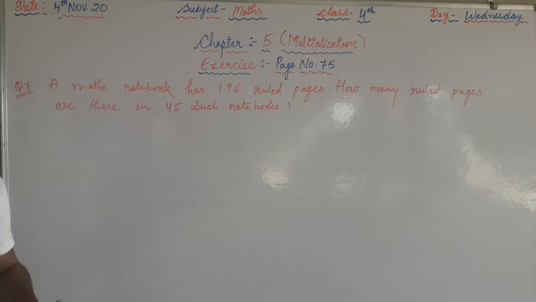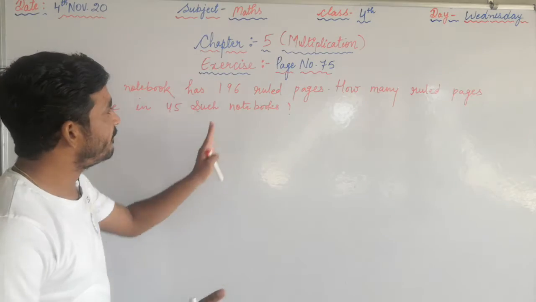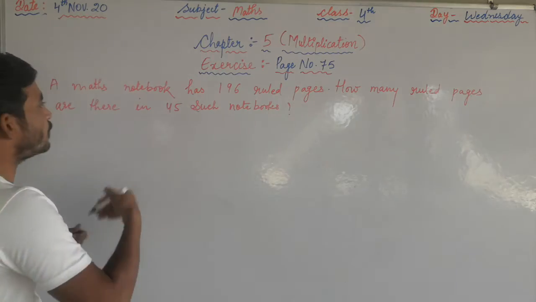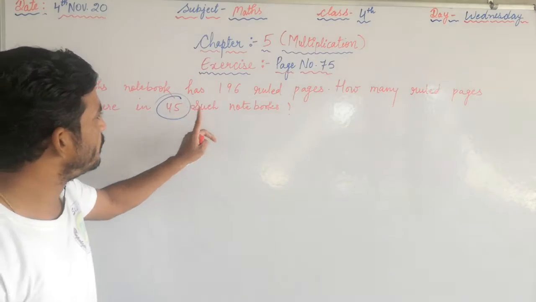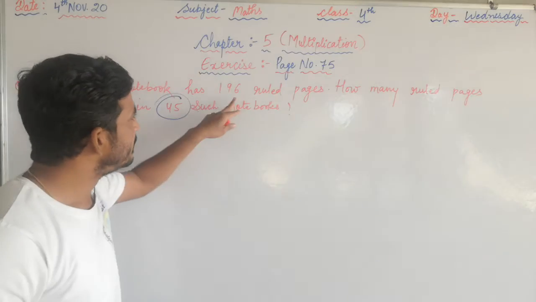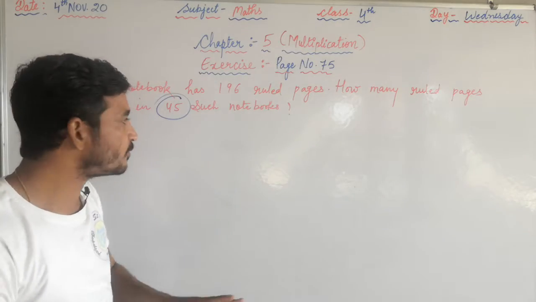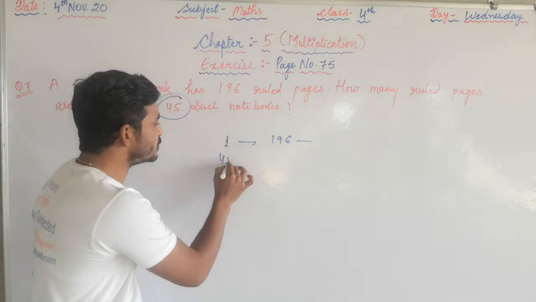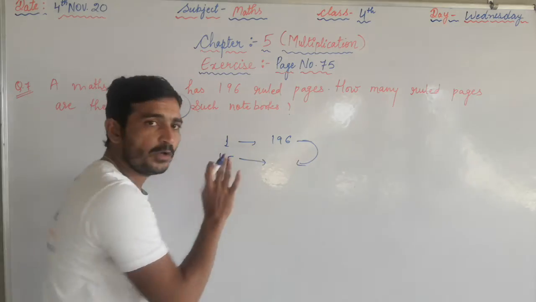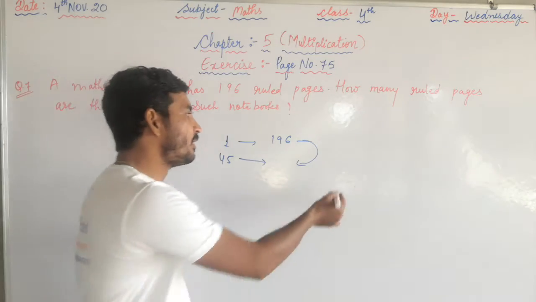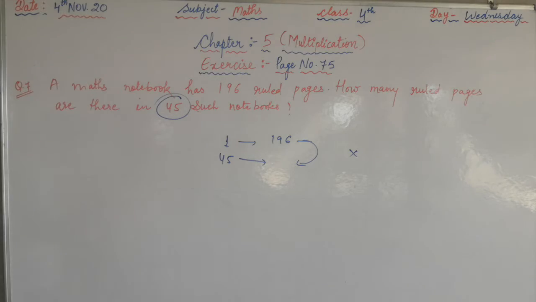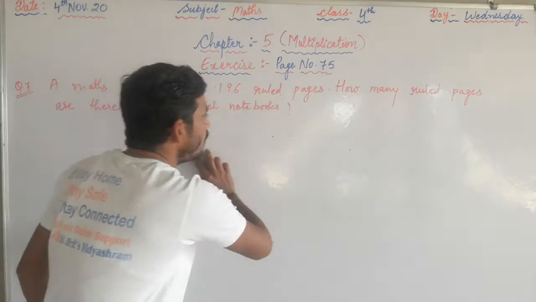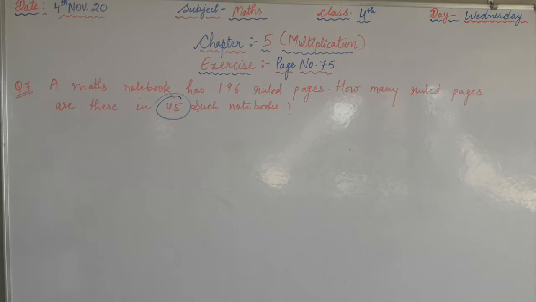Now again see this, means one maths notebook has 196 ruled pages. The number of books is 45, such books having more than that ruled pages. Obviously it is clear from the question that one book has 196 ruled pages, then 45 such books have more than that. For more, what you have to do, you have to multiply the numbers. Okay, so like this you have to know which operation you have to perform in the question. Now see the solution.